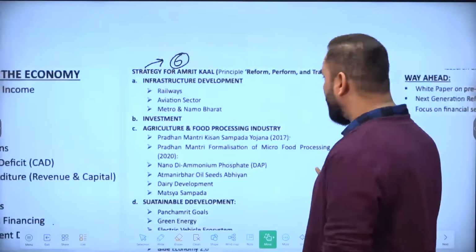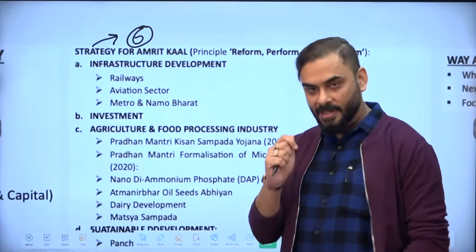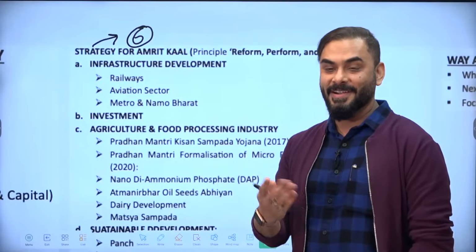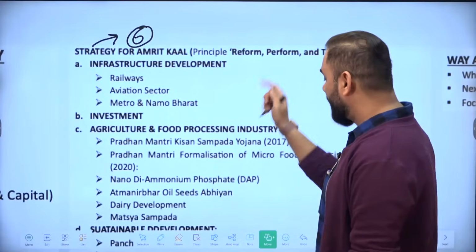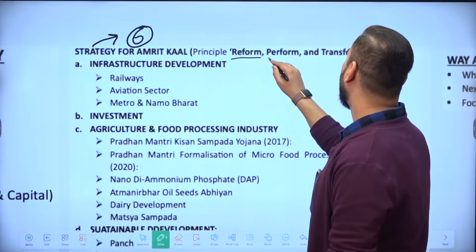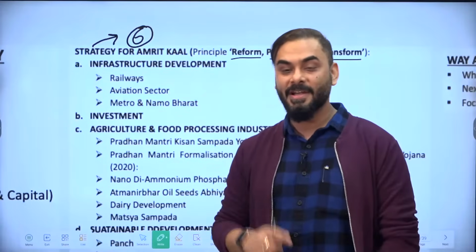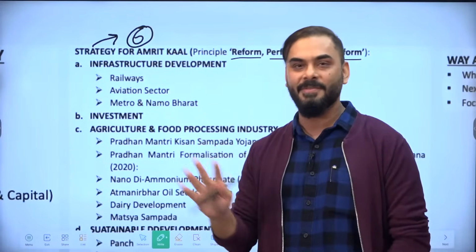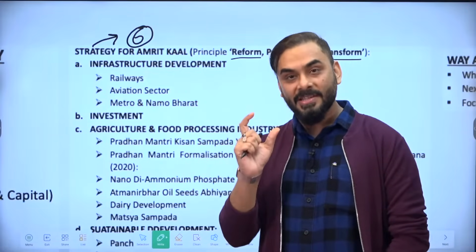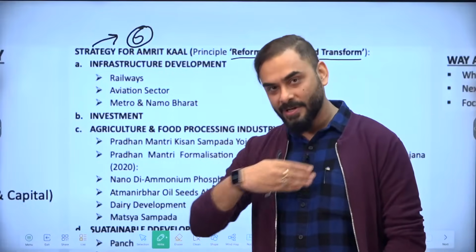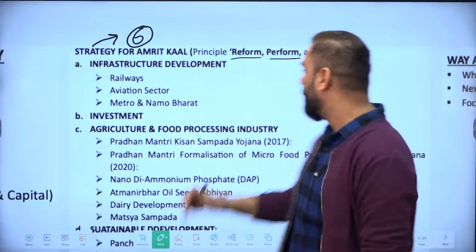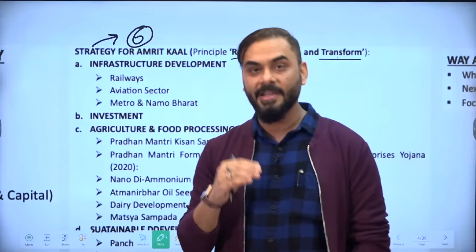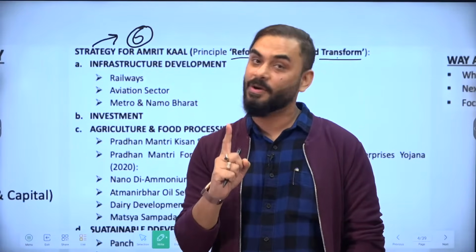But personally, when I was going through it, I noticed that all these 6 strategies of Amritkal, which we are trying to achieve, are using a principle and a philosophy called reform, perform, and transform. Which means that if anybody asks you a question that in Amritkal, the government of India is launching so many steps and priorities, so what is the principle which guides us towards the Amritkal phase? The principle is reform, perform, and transform. So it says that if required, take a reform. For example, the agriculture sector requires reforms.